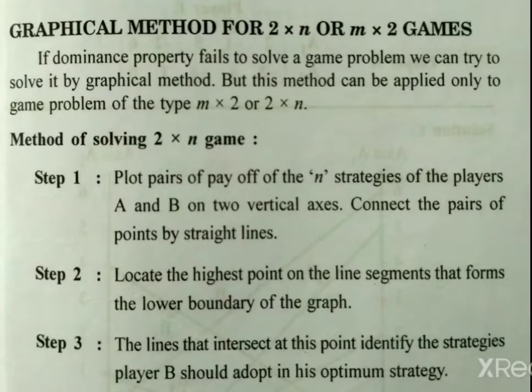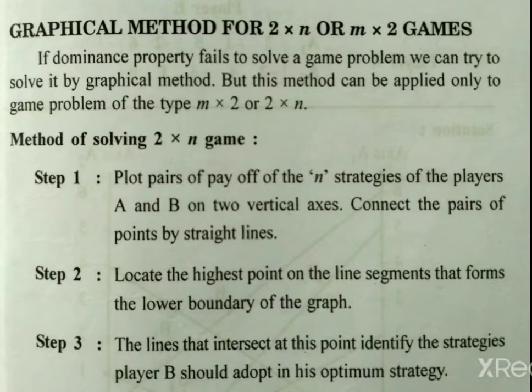Graphical method for 2 by n or m by 2 games. That means here there will be 2 rows and n columns, otherwise m rows and 2 columns, which will be the easier one. So anyway, either the row or the column will be 2. Then only the graphical method is applicable.